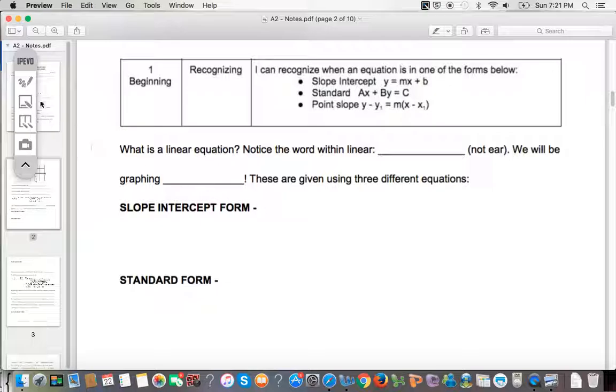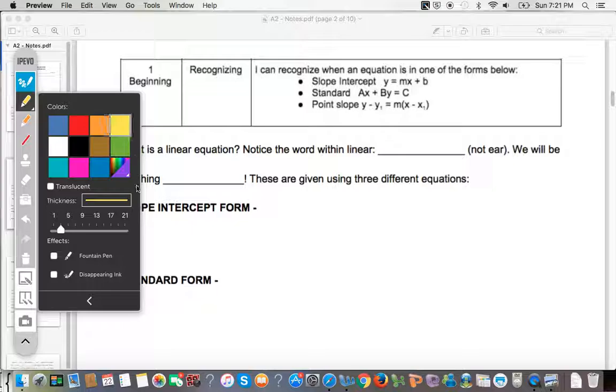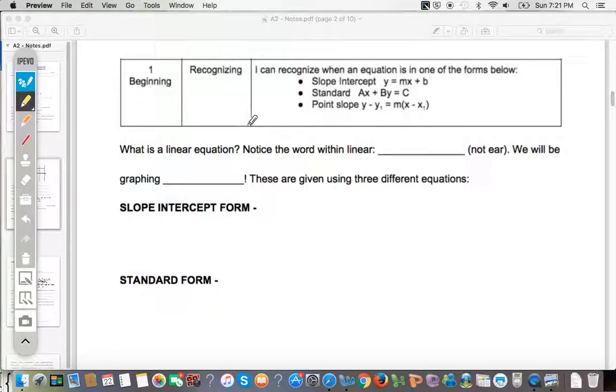Alright, so let's go over our learning targets here. Finally getting into the good stuff. Okay, so level 1, I can recognize when an equation is in one of the forms below. So we'll be dealing with three forms. We have slope-intercept, standard form, and point-slope form. Okay, and if that means nothing to you right now, don't worry, we're just about to go over it.